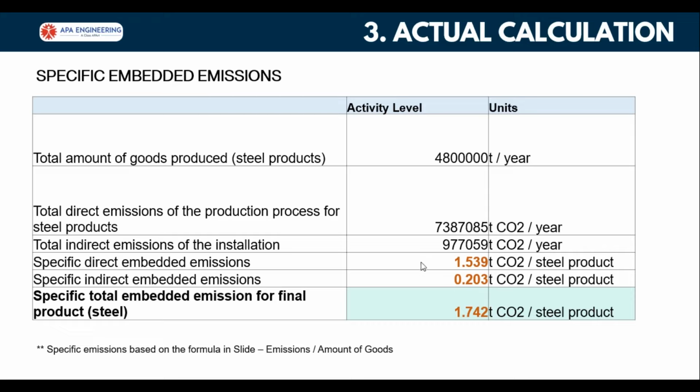calculate the specific direct embedded emissions by the amount of goods. So you have to divide your direct emissions by the amount of goods, then the indirect emissions by the amount of goods. So it is 1.539 for direct emissions, your indirect emissions will be 0.203, and you have your total embedded emission for steel as 1.742.